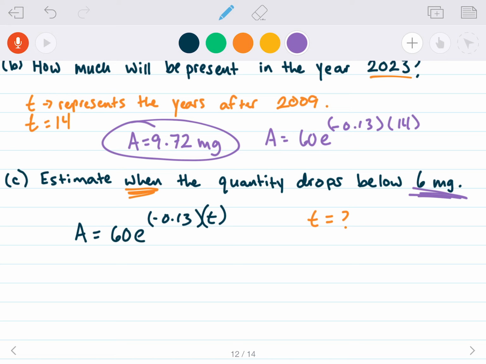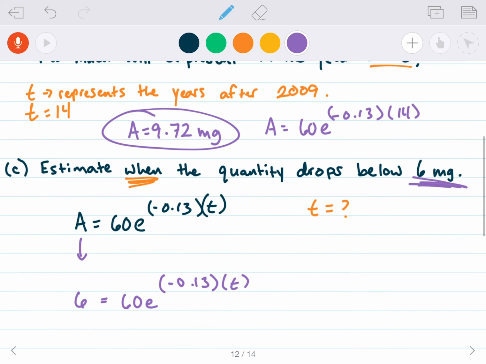What time is the amount 6 milligrams? So all we're going to do is plug in 6 for A and solve for T. Now, we don't have the tools to do that quite yet. We will next lecture. We're going to talk about logarithms. But what we can do is use the graph again with Desmos.